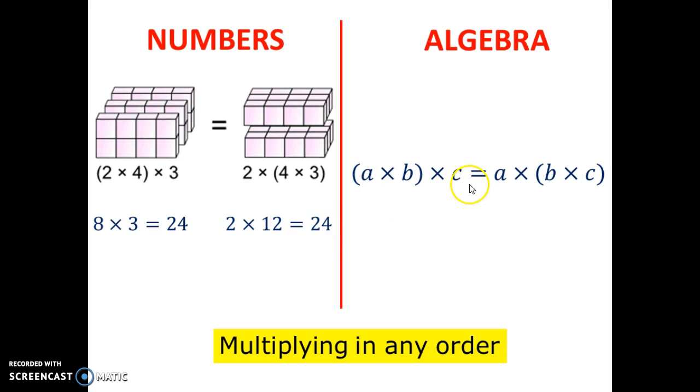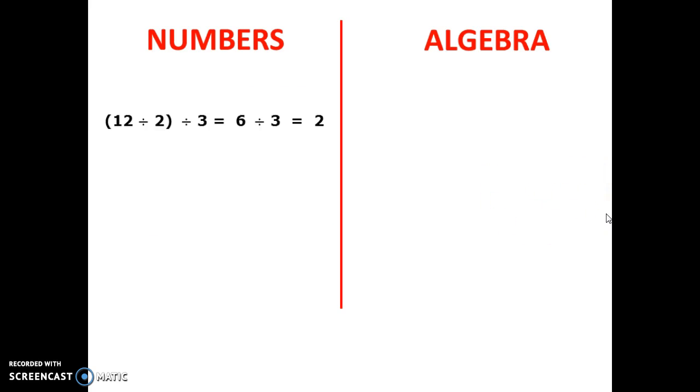So over here, if I do the A and B first, or if I do the B and C first, or even if I did the A and C first, it doesn't matter what order.